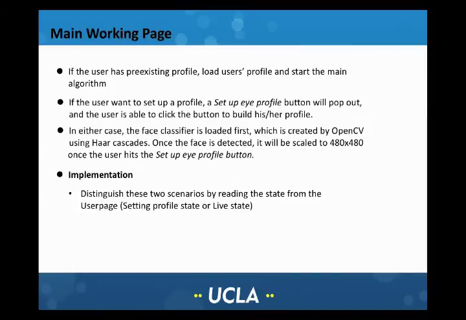The main working page works as follows. If the user has a pre-existing file, it simply loads the user's profile and starts the main algorithm. If the user wants to set up a new profile, a Setup iProfile button will pop out, and the user is able to click the button to build his or her profile. In either case, the face classifier is loaded first, which is created by OpenCV using Haar cascades. Once the face is detected, it will be scaled to 480 times 480.